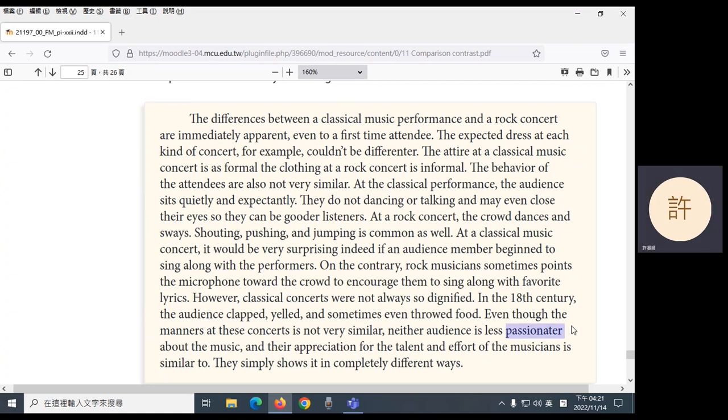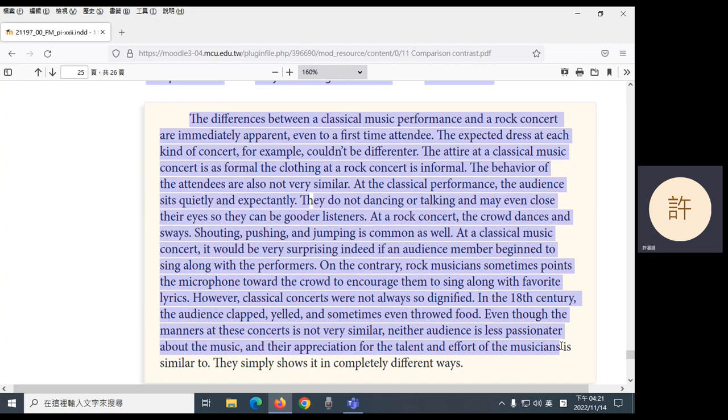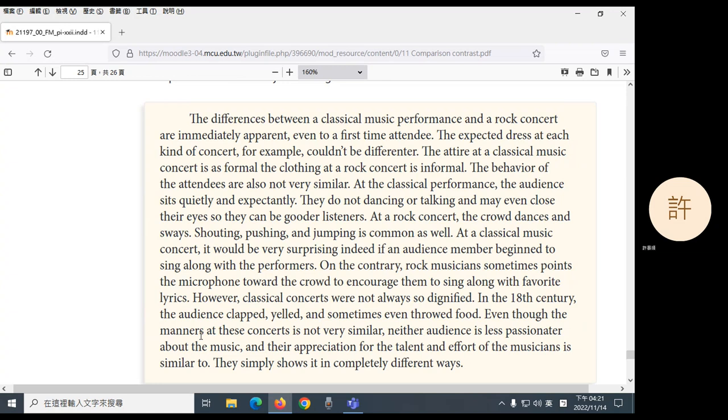Yes, passionateur is not a word. This should be less passionate. Actually, no, the subject is appreciation. Appreciation for A and B, so it should be is. That is correct. Right, this is wrong. They is plural, though, so this should be show, not shows.